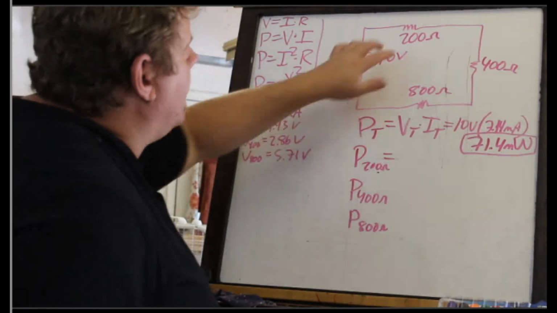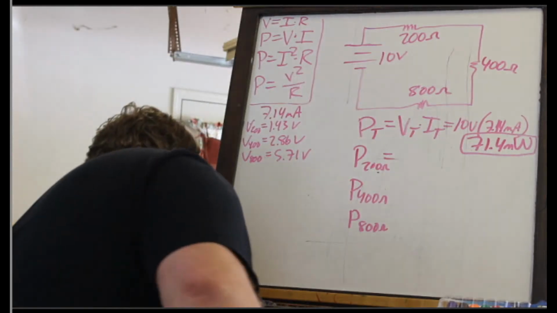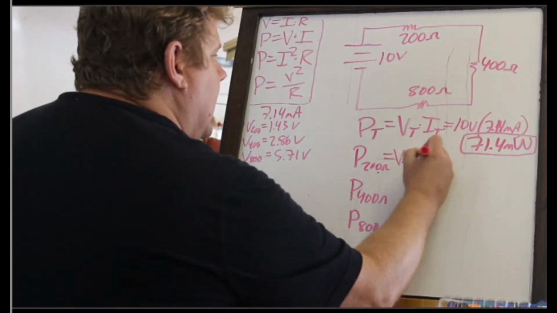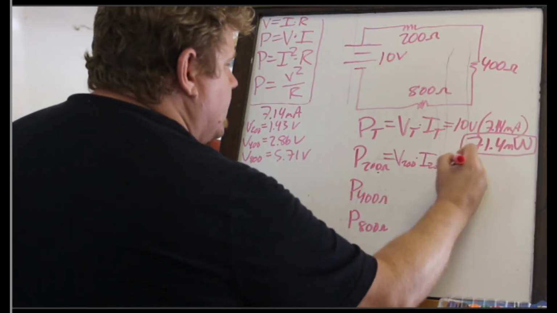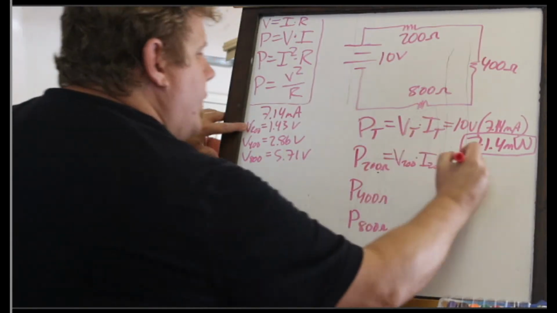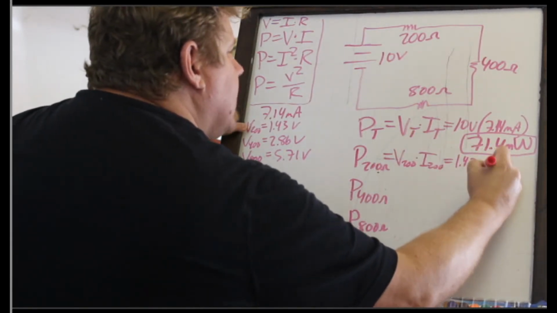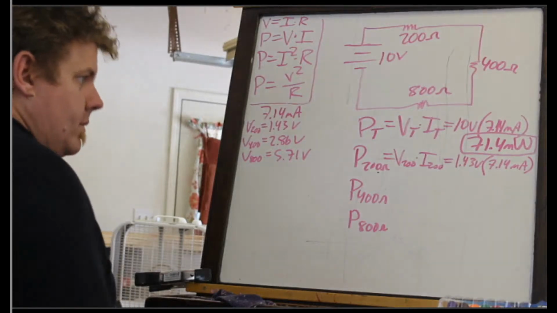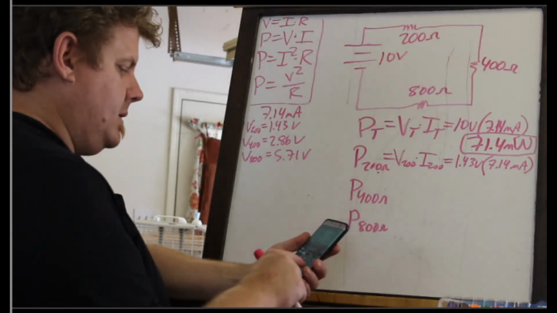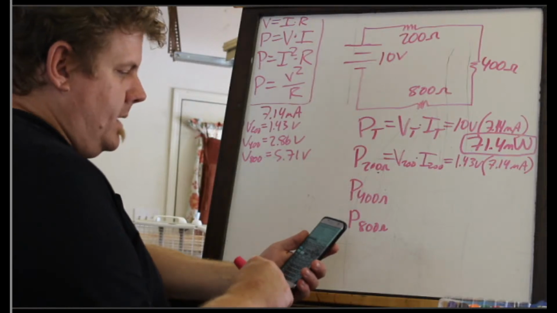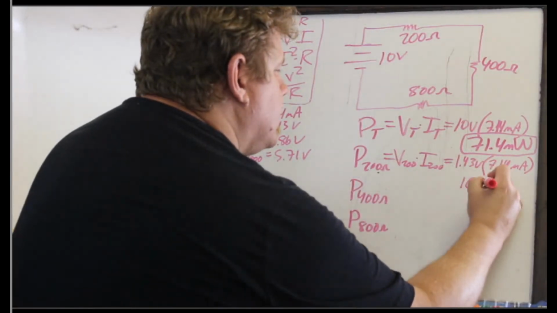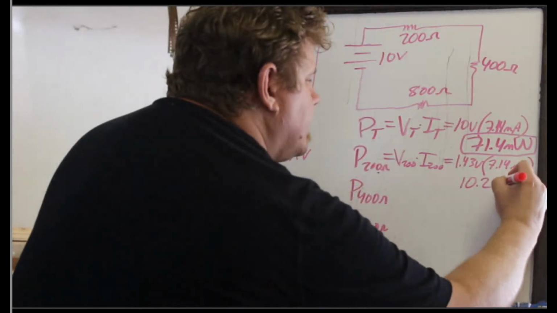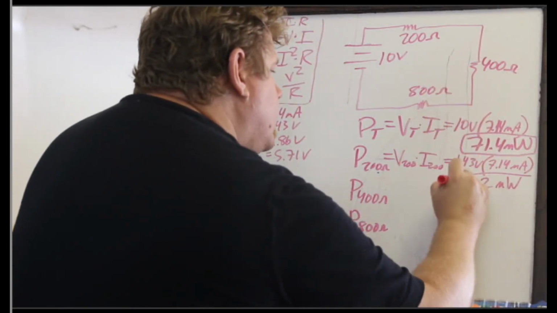So the power dissipated by the 200 is the voltage across the 200 times the current through the 200, which is just 1.43 volts times 7.14 milliamps. And so that's going to give me 10.2. All right, that could be right. Let me think here first. Oh yeah, that's total. That's right. 10.2 milliwatts. I was wondering why it was so much different, but that's the total. These are the individual.